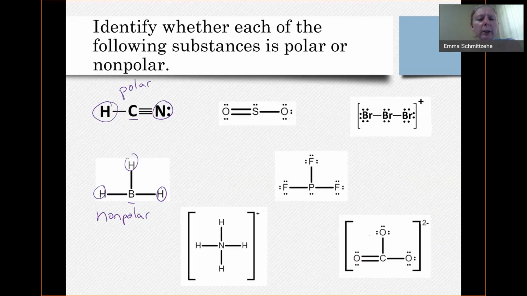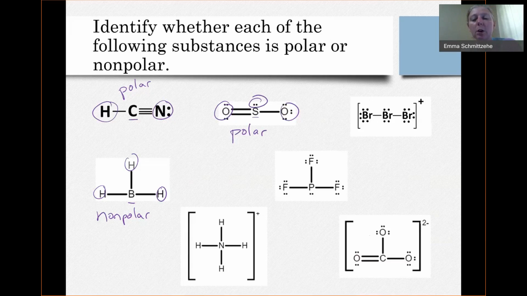Okay, now let's look at this SO2. In the SO2, we look at the sulfur and look at what's attached to it. So we have an oxygen, and we have a lone pair, okay? And since there is a lone pair on that central atom, for any octet structure, if there's a lone pair on the central atom, it has to be polar. You don't even have to think anymore about it.